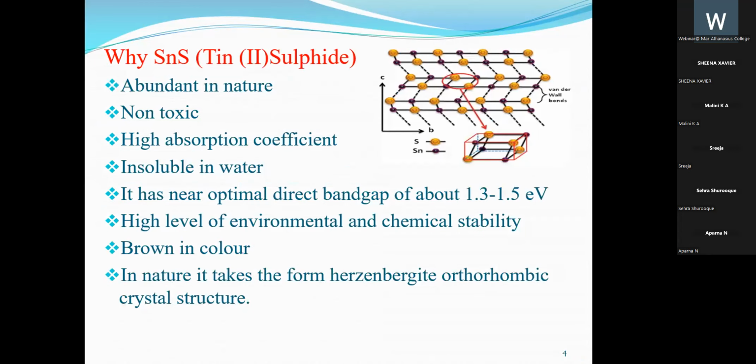So why do we use tin sulfide? It is abundant in nature, non-toxic, has a high absorption coefficient, and is insoluble in water. It has a near optimal direct band gap of around 1.3 to 1.5 electron volt, a high level of environmental and chemical stability, and it is brown in color and shows an orthorhombic structure.